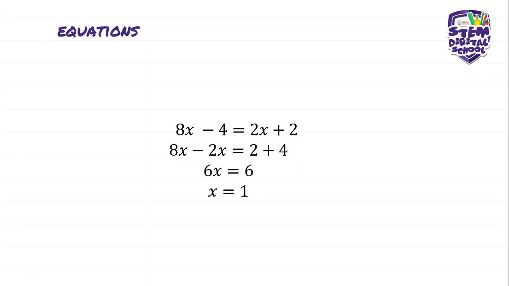So the simple way of doing this, if you have to transpose negative 4 from the left-hand side to the right-hand side, is to use your principle of additive inverse, and the additive inverse of negative 4 is positive 4. And in the same vein, we have 2x on the right-hand side. The additive inverse of 2x is negative 2x. So hence, you can see on the left-hand side, we now have negative 2x, and the right-hand side we have plus 4.